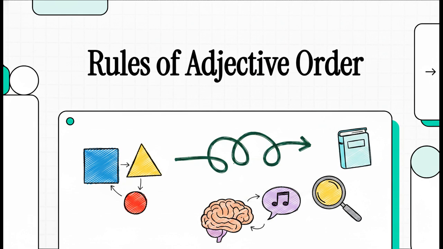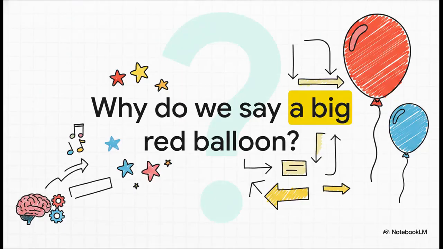Okay, let's dive into this, because today we are unpacking a totally hidden framework that dictates how we speak and write every single day. Think about it for a second. Why do we say a big red balloon? Like, you've probably heard or said that exact phrase 1,000 times, right? You don't sit there agonizing over the grammar, it just naturally rolls right off the tongue.